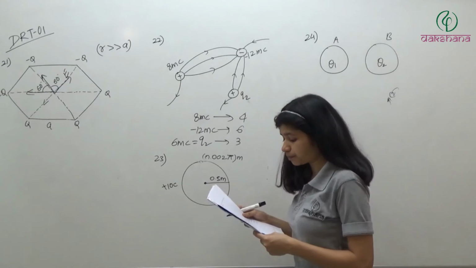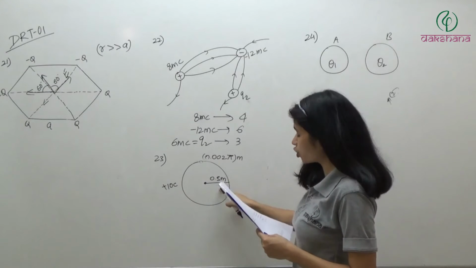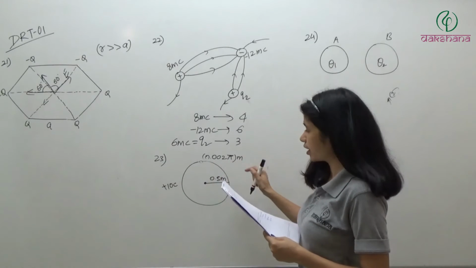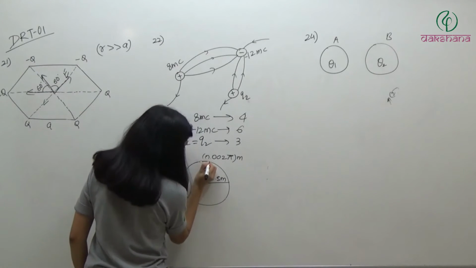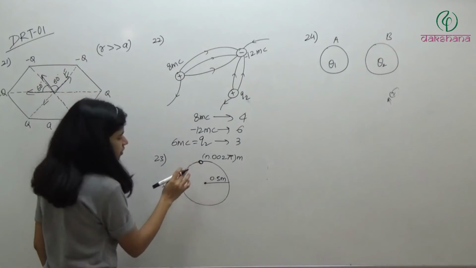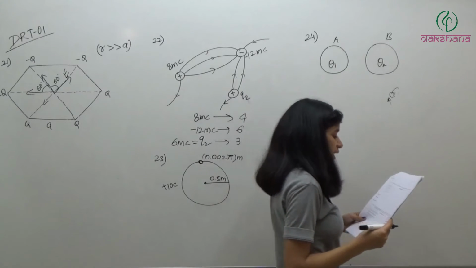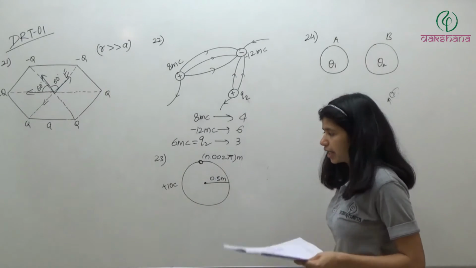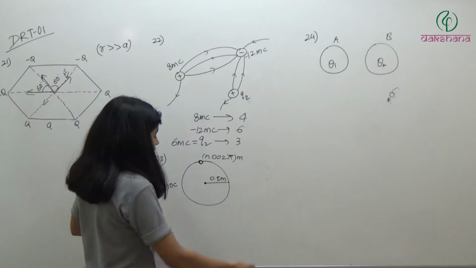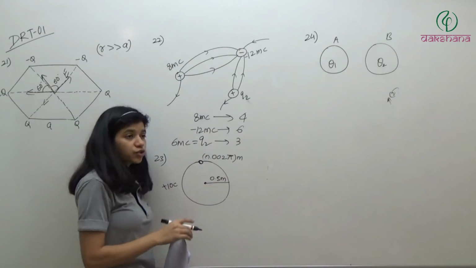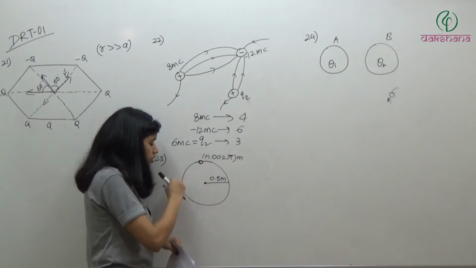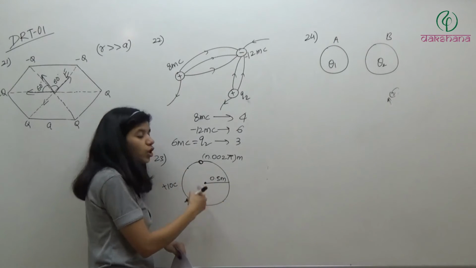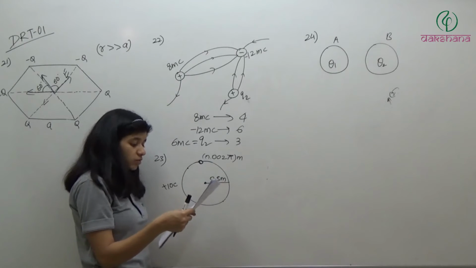Question number 23. A ring of charge with radius 0.5 meter has a gap of 0.002 pi meter. So there is a gap in the ring. I have represented this gap with the help of this hole. If the ring carries a charge of plus 10 coulomb, the electric field at the center is? Now, if we have a complete ring, uniformly distributed, then all those parts will apply the same force. This part will apply some force and this will apply the same force in the opposite direction. So the field at the center will become 0.